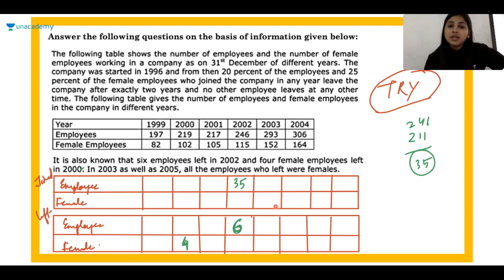Is that clear? Next, how will you find the other numbers? So if 6 employees left here, how many employees leave after every 2 years? 20%. If 6 is 20% of some number, what is that number? That number is 30. It means if 6 employees left in 2002, then 2 years before, in 2000, 30 employees would have joined.